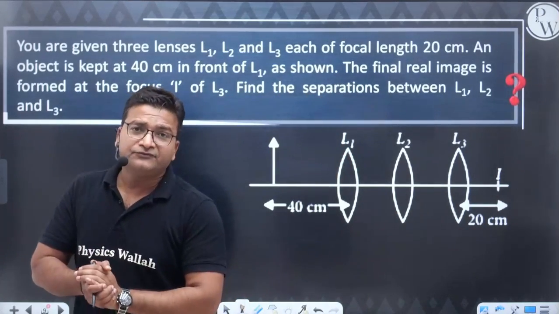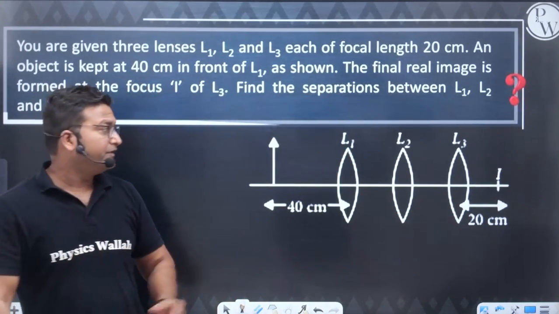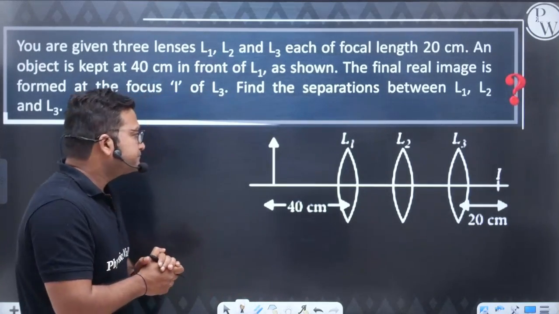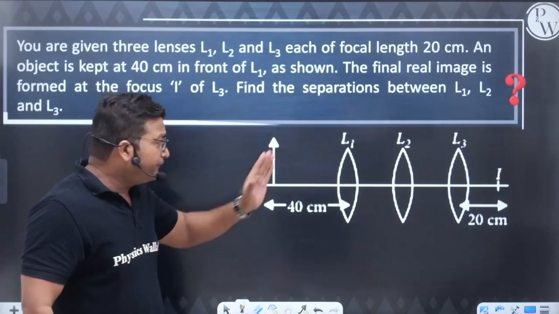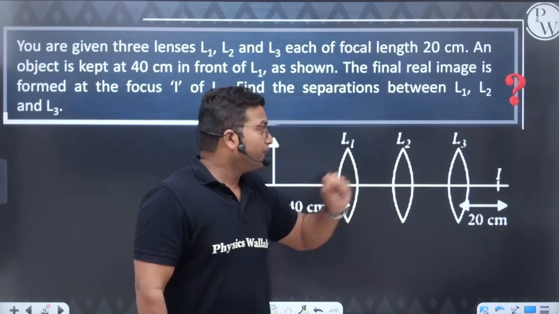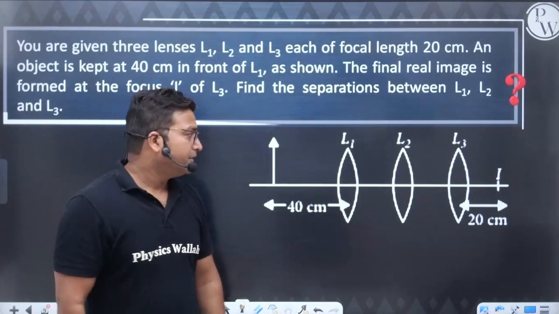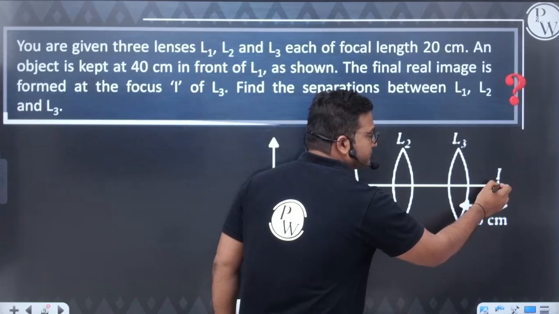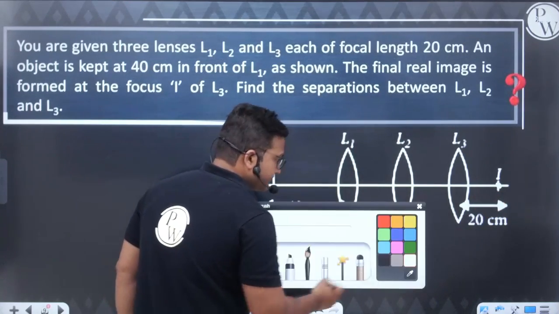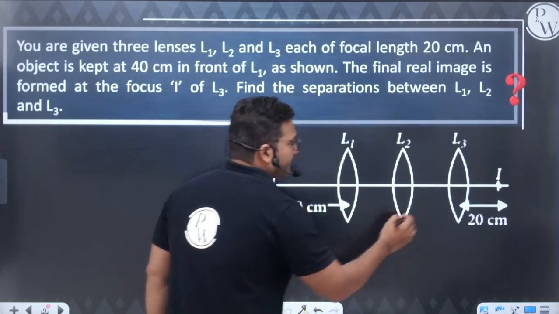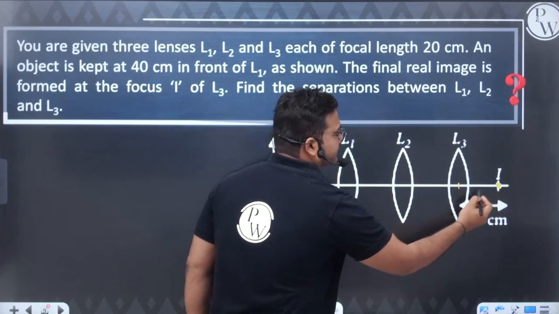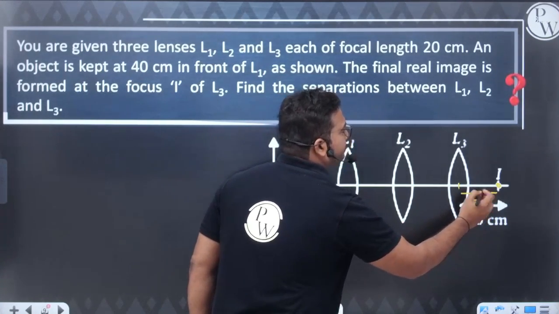So they are asking us what are the separations between lenses. Okay, let's answer first. As you can see, every lens here has a focal length of 20 centimeter. So we have to make the final image at this point, 20 centimeter from the last lens. So actually this is the focus.